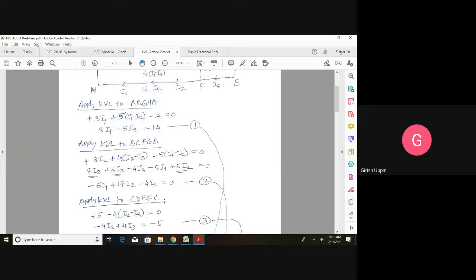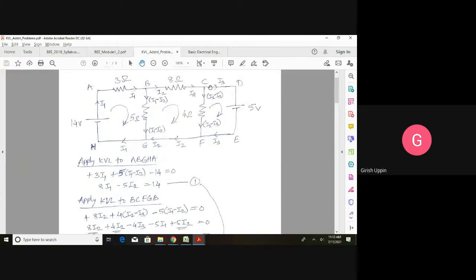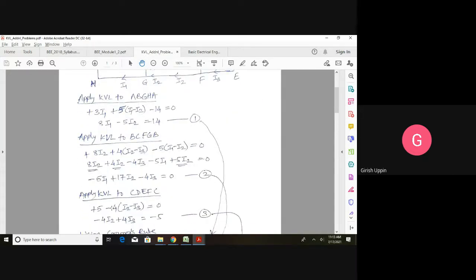Third equation from this loop. Applying KVL to C, D, E, F, C, what will I get? You start from here. I came across the positive plate of the battery, plus 5. If you see here, plus 5.